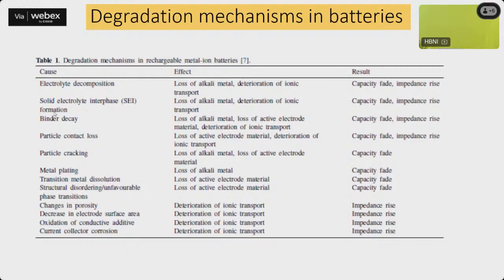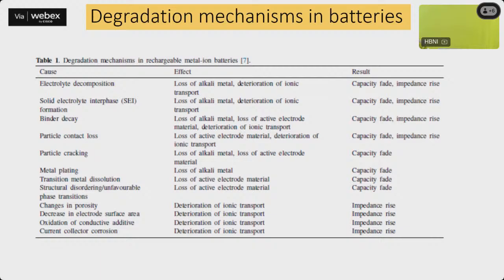Similarly, another degradation mechanism is SEI formation. Again, the same thing: if your electrolyte is decomposing, it is going to form SEI. If it is forming SEI, then again you will find capacity fading and impedance rising. Then you can have binder materials. Apart from your active material, when you're fabricating the electrode, you're using PVDF binder or CMC binder. Along with it, you're having some conductive carbon being added.